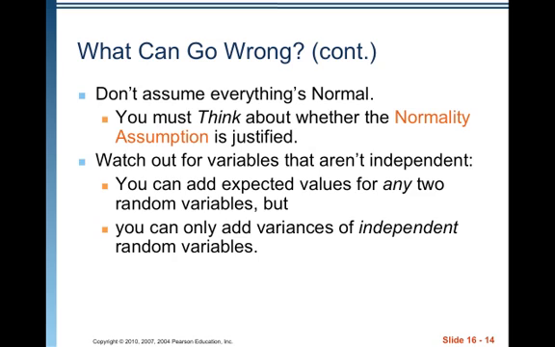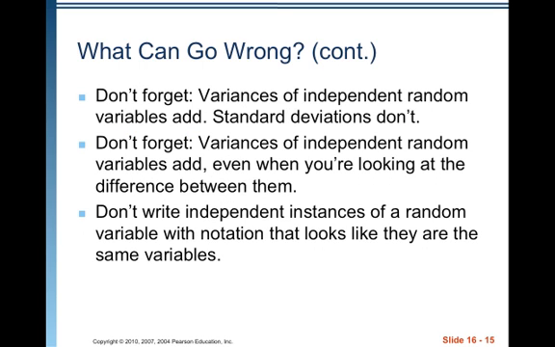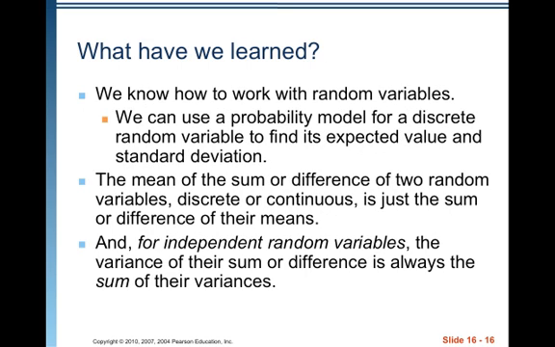Watch out for variables that aren't independent. You can add expected values for any two random variables, but you can only add variances of independent random variables. Don't forget that variances of independent random variables add, standard deviations do not. And don't forget, variances of independent random variables add even when you're looking at the difference between them. So even if you're looking at the difference, x minus y, you're going to add the two variances together. Don't write independent instances of a random variable with notation that looks like they are the same variables. We're going to have an opportunity to look at that in one of our examples.